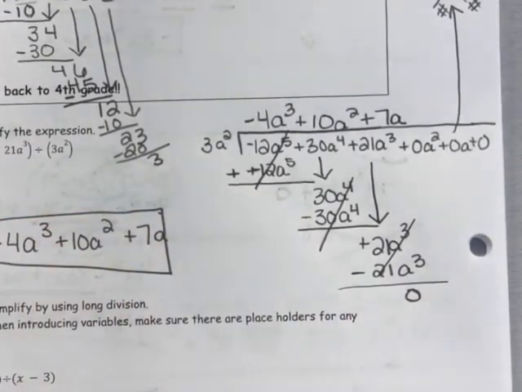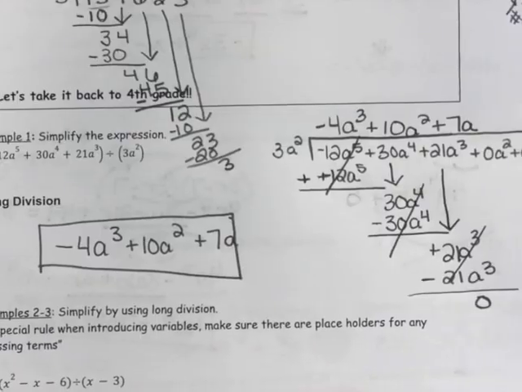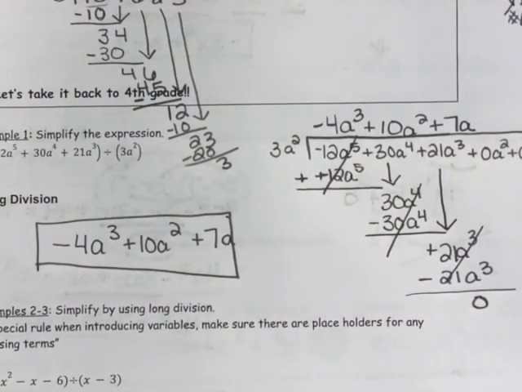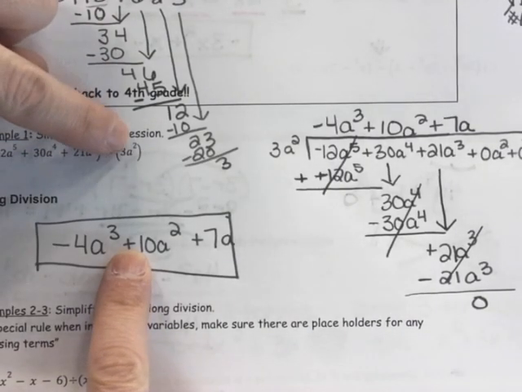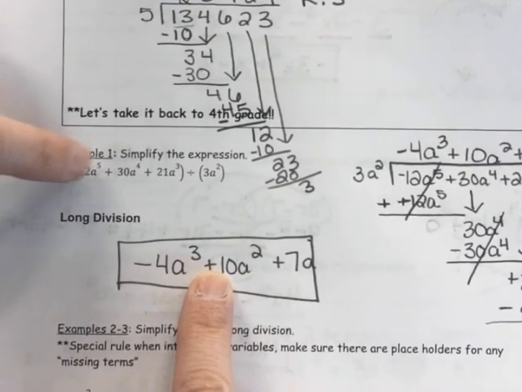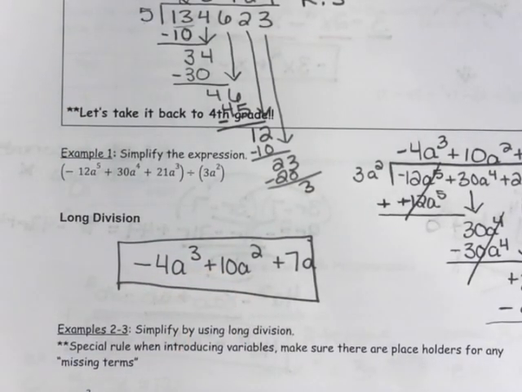Now, as a way to check your work, you could take this and multiply it by this thing, and you should get this value that we started with. So that would be a way to check your work. So take this, multiply it back by this, and make sure you get back to where you started.